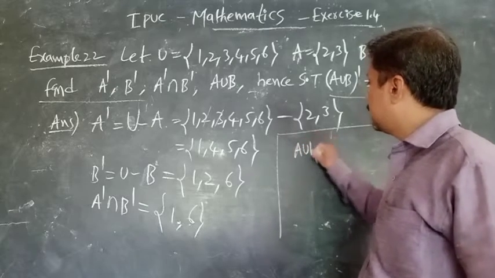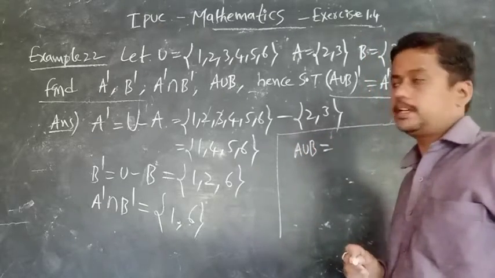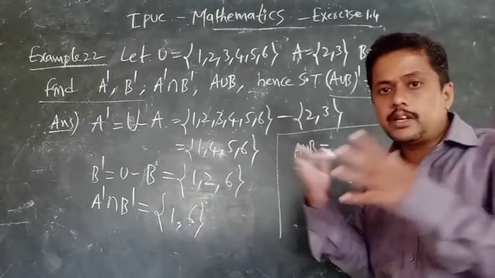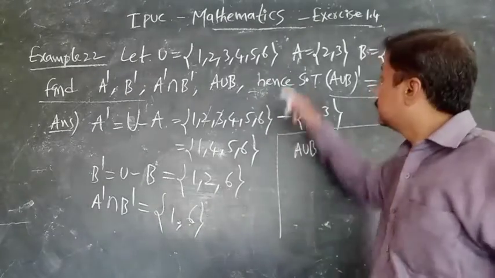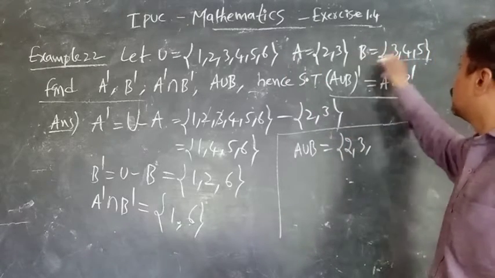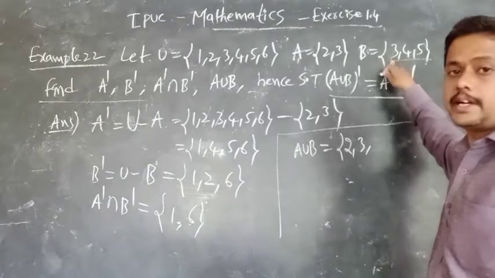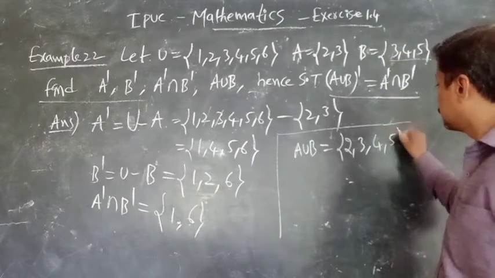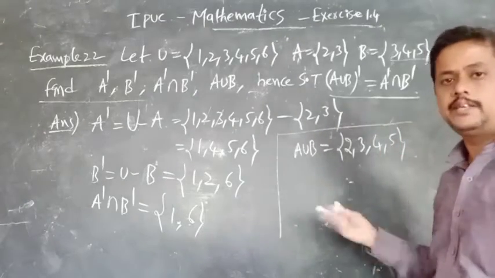A union B. Okay na? A union B is what? We have to combine all the elements in A and B. So A will be combined. So 2 3 already is there. Don't write again and again. Write only once. 4 5. A union B is also over. Very easy.